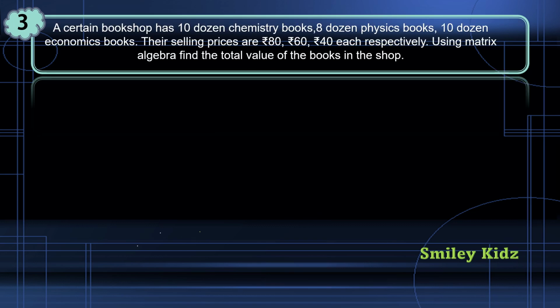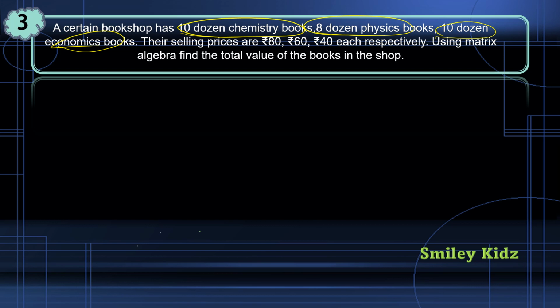Now this right over here is a word problem which says a certain bookshop has 10 dozen chemistry books, 8 dozen physics books, 10 dozen economics books. Their selling prices are so and so each respectively. Using matrix algebra, find the total value of the books in the shop.